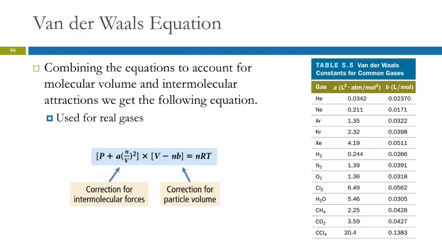So you can combine these two modifications into one. It's called the van der Waals equation. The good news is you don't need to know this one because that's a mess, isn't it? The good thing about that is it makes PV equals nRT seem pretty simple. So here's the correction for intermolecular forces. Here's the correction for particle volume. And this is what's used for real gases. Here's some of the constants for different gases.